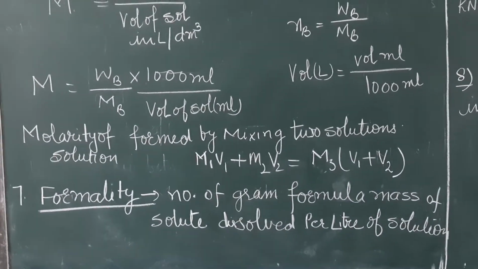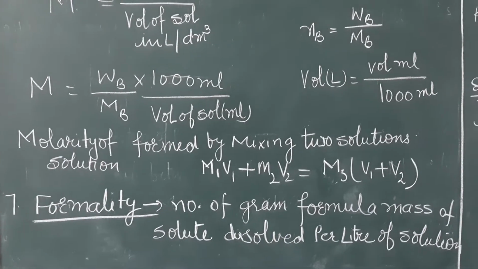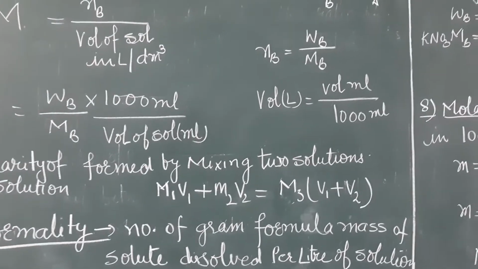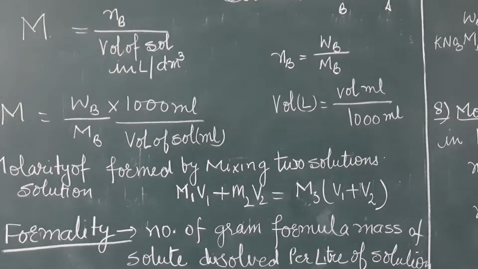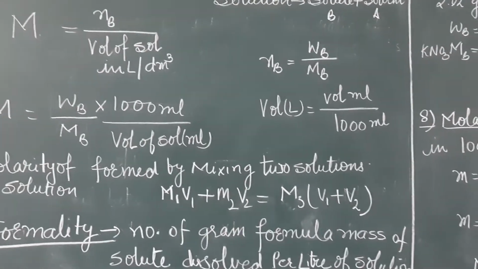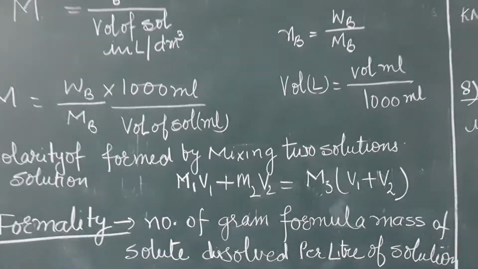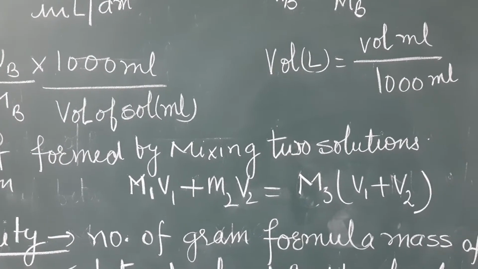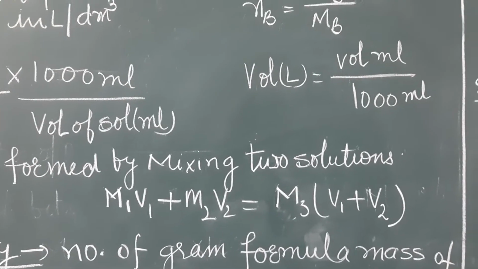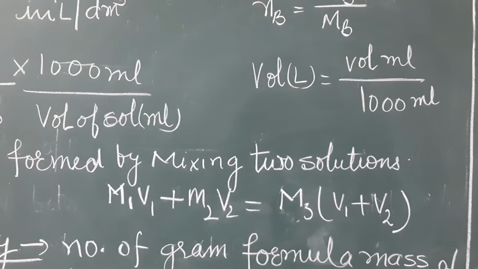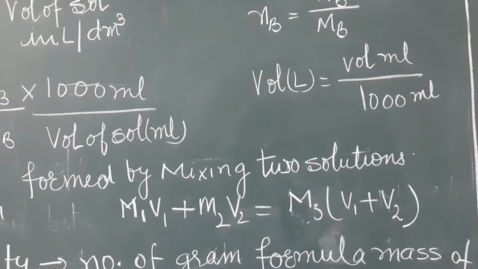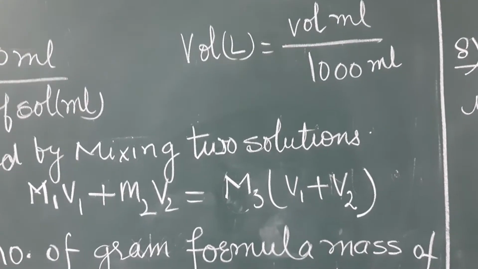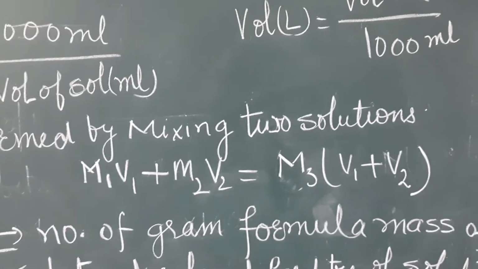If we mix two solutions having particular molarity and volume, then we have to calculate the molarity of the new solution formed by mixing the two solutions. For this we use this formula: M1V1 plus M2V2, where M1 is the molarity of the first solution, V1 is the volume of the first solution, M2 is the molarity of the second solution and V2 is the volume of the second solution. When we mix both solutions, we get a new solution having volume V1 plus V2 and a new molarity, that is M3. M3 can be calculated.